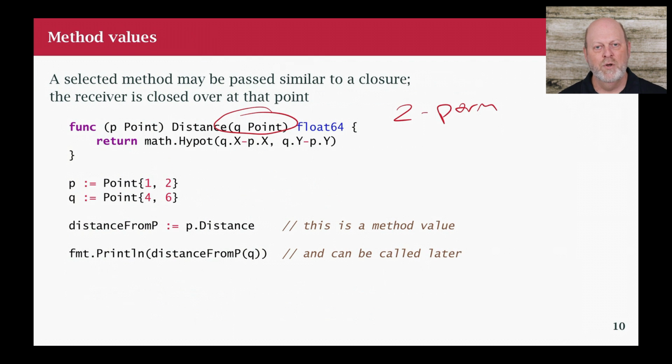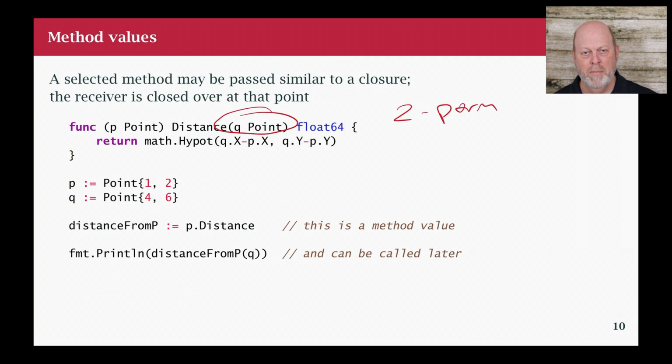And what I'm going to do by making a method value is I'm going to bind something to p and turn this into a function in just the parameter q. Okay? And so in a sense, the method value will have closed over p. It'll have captured p in a sense. Right? How do I do that?